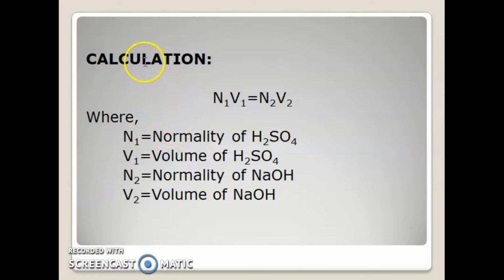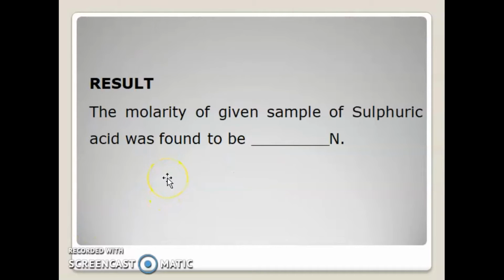Now we will see the calculation part, or you can say the formula for the calculation. Later on we will see the calculation in detail. The calculation formula used is N1V1 is equal to N2V2, where N1 is normality of H2SO4, V1 is volume of H2SO4, N2 is normality of NaOH and V2 is the volume of NaOH. And finally you have to conclude your result as: the normality of the given sample of sulfuric acid is found to be dash normal.